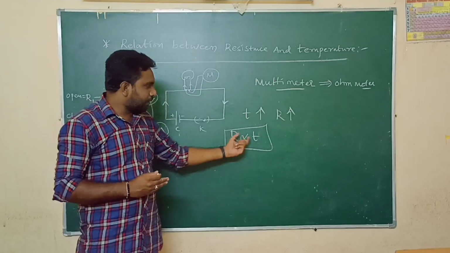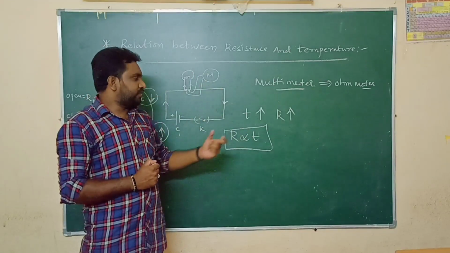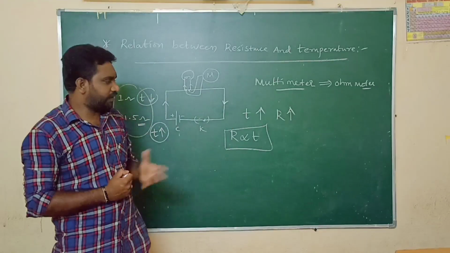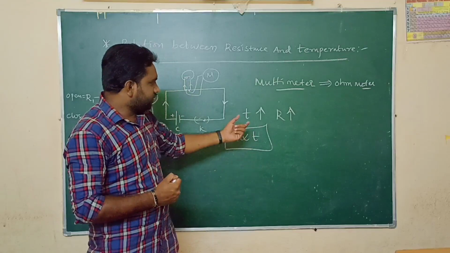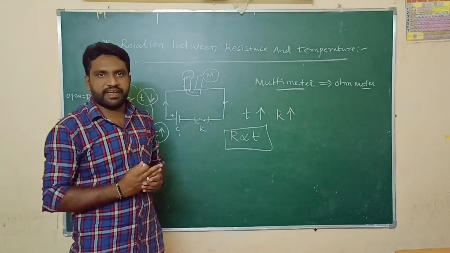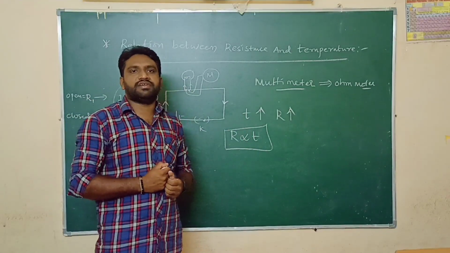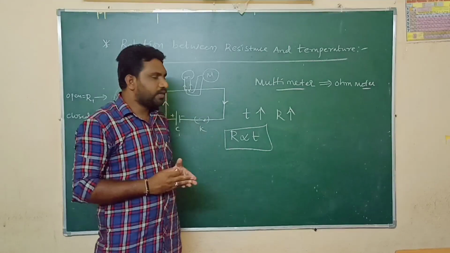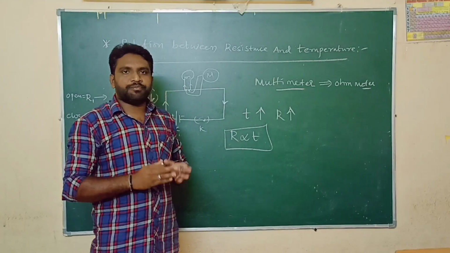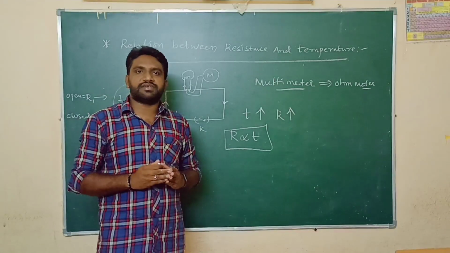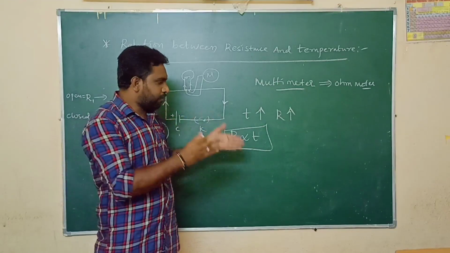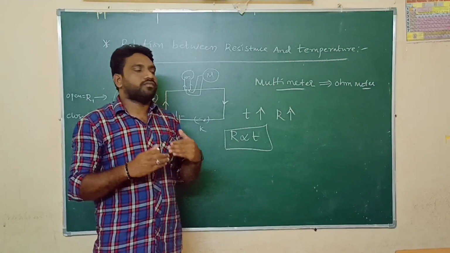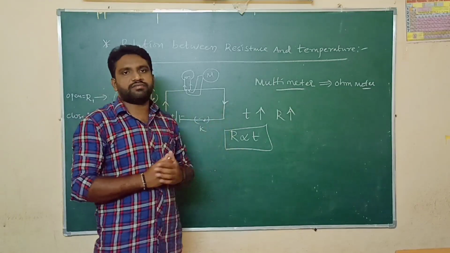So once the temperature of the conductor increases, this heat energy is absorbed by the atoms as well as free electrons which are present in the conductor. With the help of this heat energy, they gain some kinetic energy. The atoms present in the conductor gain some kinetic energy, so they move with more speed. Due to this, more collisions take place inside the conductor. When the number of collisions is more, automatically they oppose the current with more strength. So that's why the resistance of the conductor is increased.